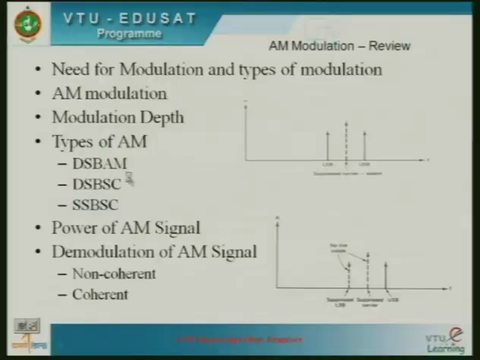We have not discussed double sideband suppressed carrier and single sideband suppressed carrier in detail, but have concentrated on the double sideband AM signal. Then we also discussed the power of an AM signal, and the demodulation techniques available. There are two: non-coherent and coherent demodulation. This is how we have summarized the amplitude modulation signal.